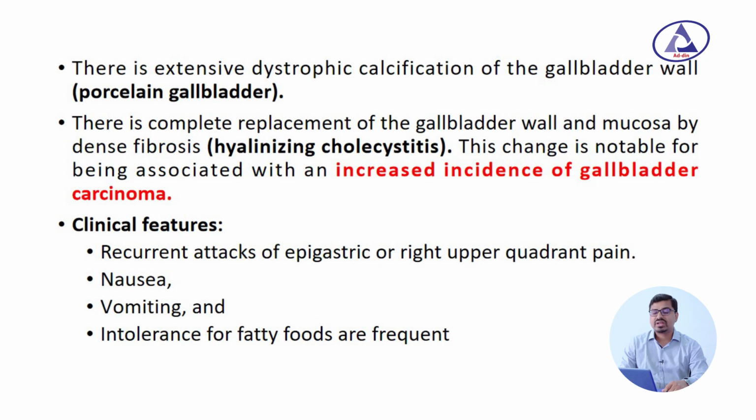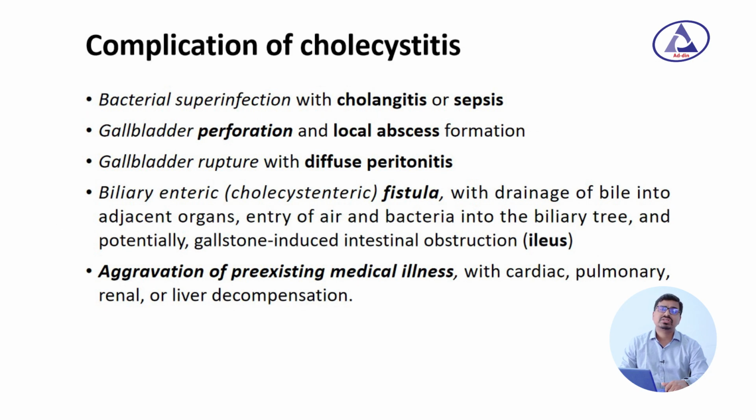Clinical features: recurrent attacks of epigastric or right upper quadrant pain, nausea, vomiting and intolerance for fatty foods are frequent. Complications of cholecystitis: bacterial superinfection with cholangitis or sepsis, gallbladder perforation and local abscess formation, diffuse peritonitis, biliary enteric fistula, and aggravation of pre-existing medical illness with cardiac, pulmonary, renal or liver decompensation.